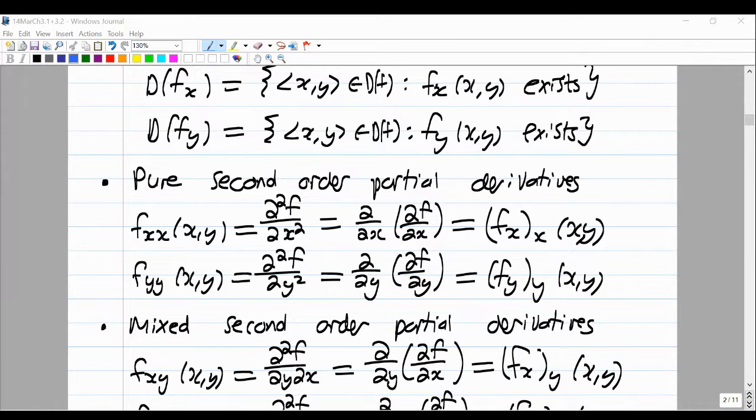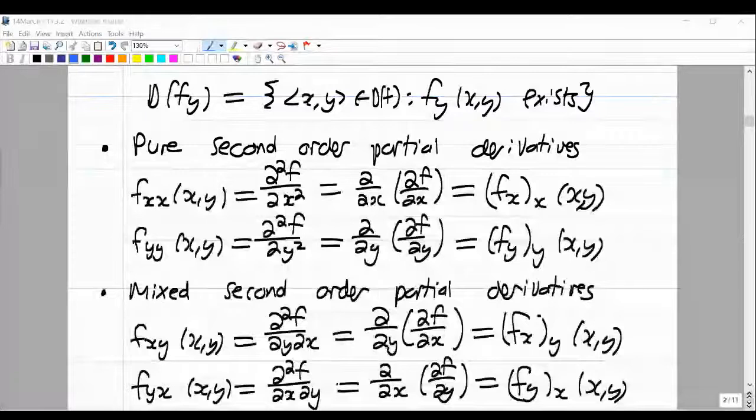Then you also get the mixed second order derivatives. Now look at what I write down. f subscript xy, if you write it in this notation, is partial of partial y of partial x, because what this means is you go from left to right. So you take f, you partial it with x, then you partial it with y. So it's like a machine. You take f, you partial it with x, you put it in brackets, and you partial it with y.